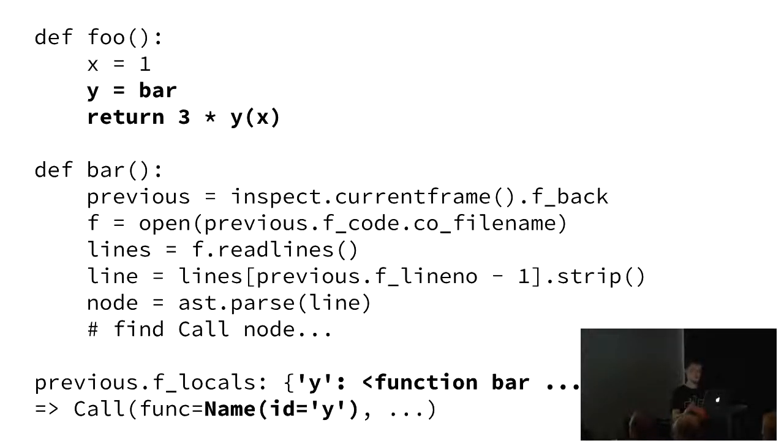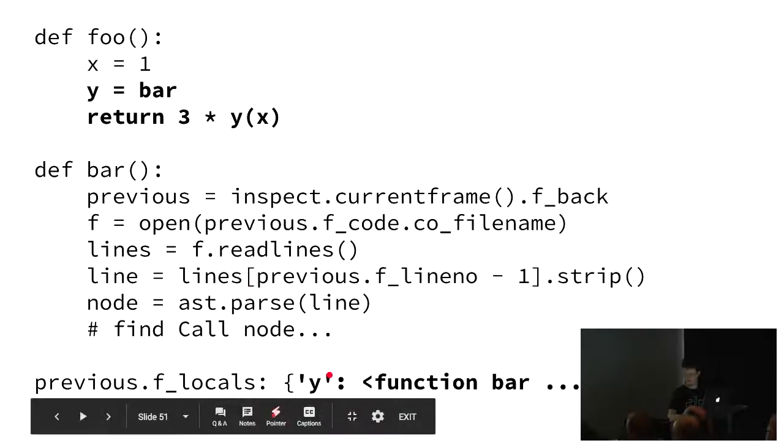I also don't necessarily have to look for the name of the function bar in the source code. Since I have access to the frame's local variables, I can search for variables where the value is the function. So in this case, bar has been assigned to the variable y. So calls with the name y in the AST also work.